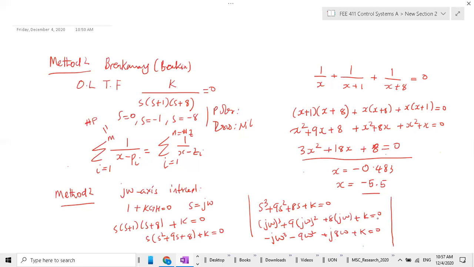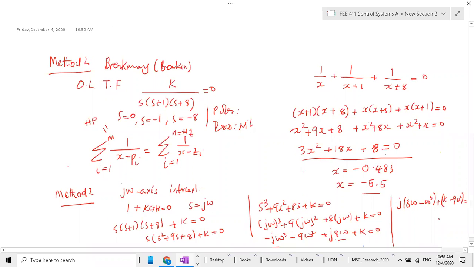So you group these together. So you'll have j(8 omega minus omega cubed) from this and that, and then plus (K minus 9 omega squared) is equal to 0. So you compare the right hand side and left hand side. Since it is equal to 0, it means 8 omega minus omega cubed is equal to 0, and also K minus 9 omega squared is equal to 0.